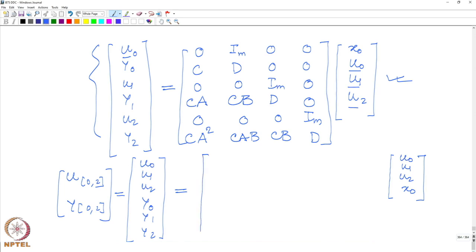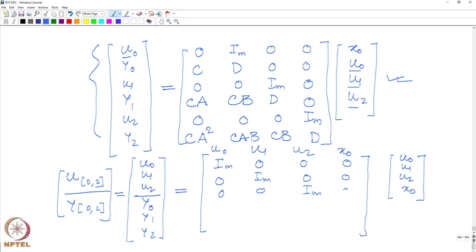So, now let me put down this matrix here. The columns correspond to u0, u1, u2 and x0. Notice this will be just identity m, 0, 0; 0, identity m, 0; 0, 0, identity m. That takes care of the u_{0 to 2} part. What about the x part? x does not show up here at all.